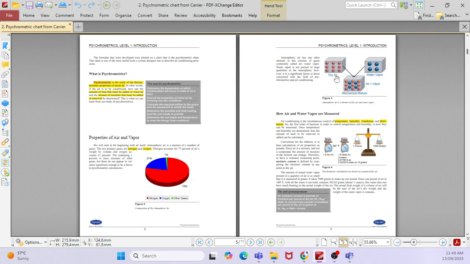Say for example, when you say dry air, what is dry air? Air without any water vapor, without any moisture, that is called dry air. That means you can say it is 0% relative humidity also. The dry air is nothing but zero; there is no water vapor.